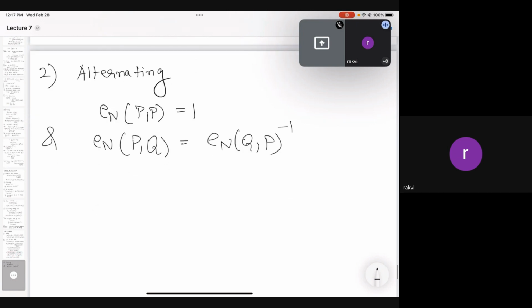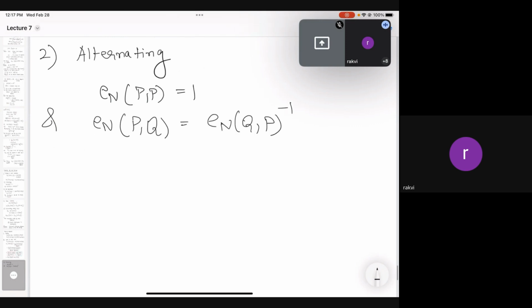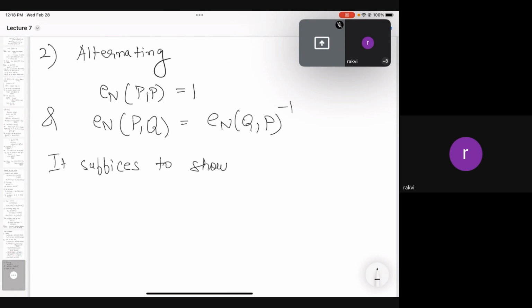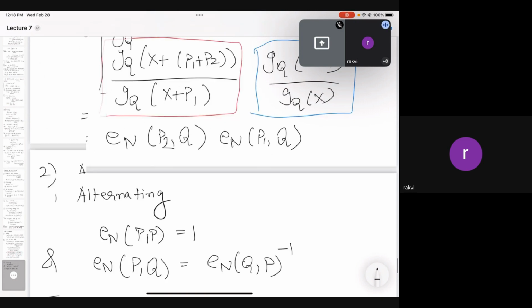Okay, so the first observation is that to show the second property, it suffices to show that... How was the equivalence between E and G defined? Is it explained in the book? You mean, is E the Weil pairing?